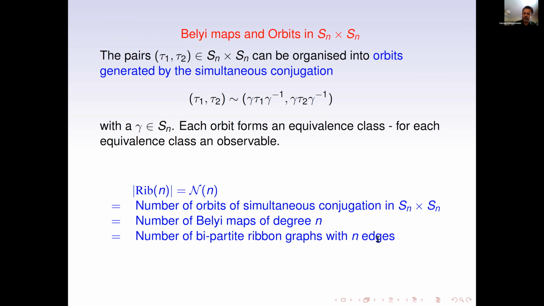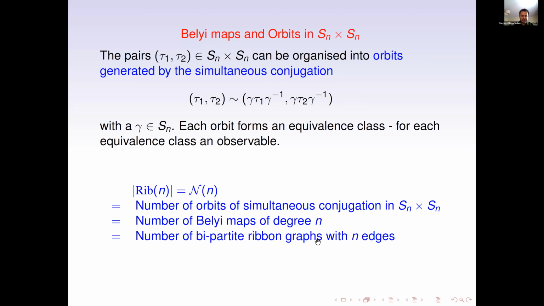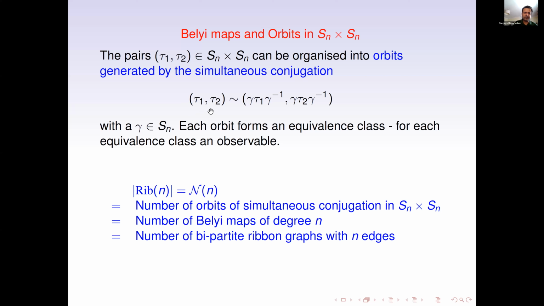Okay, so great. So now we have this nice combinatoric structure to the observables in tensor models, which is related to belly maps, and each of these observables is related to an equivalence class. So you organize pairs according to these two orbits generated by this action of the group.